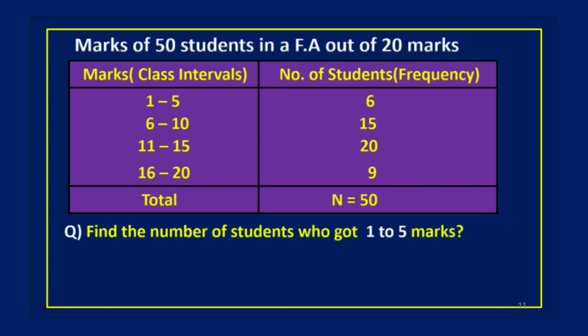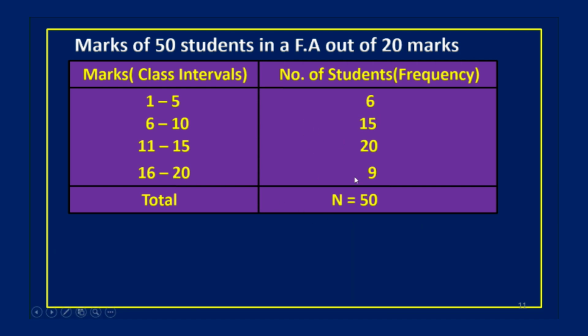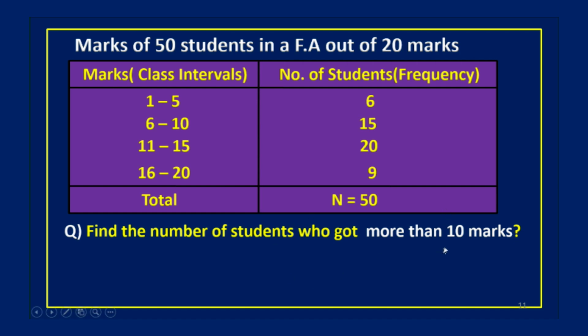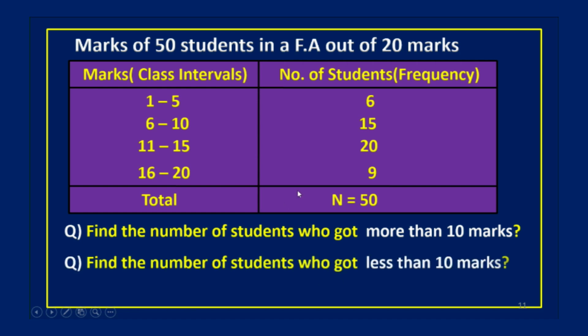Now here marks of 50 students in a FA out of 20 marks are given. Can you answer this question children? Find the number of students who got 1 to 5 marks. Yes, 6 students. Find the number of students who got 16 to 20 marks. Yes, 9 students. Can you find the number of students who got more than 10 marks? Children, using this table, can you find the number of students who got more than 10 marks? Is it possible? Can you find the number of students who got less than 10 marks? Is it possible using this frequency distribution table? No, it is not possible.